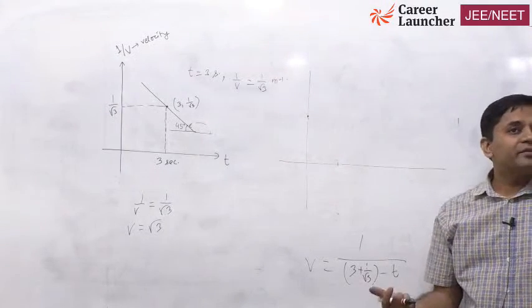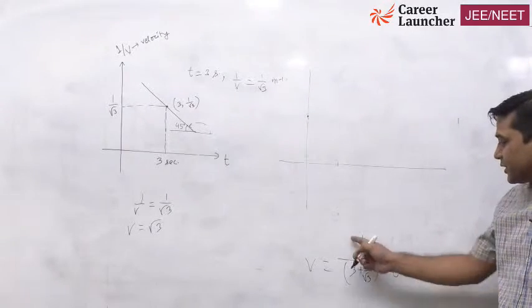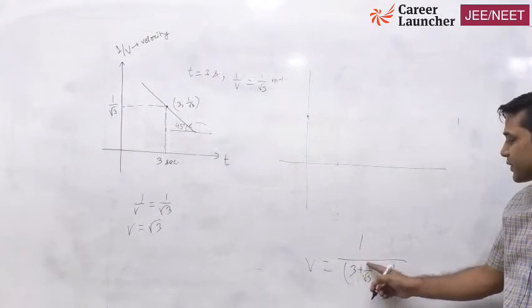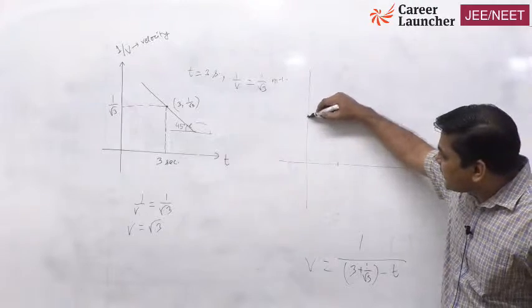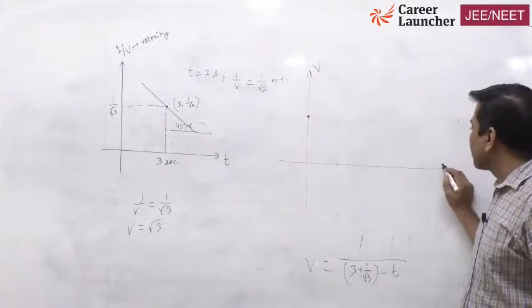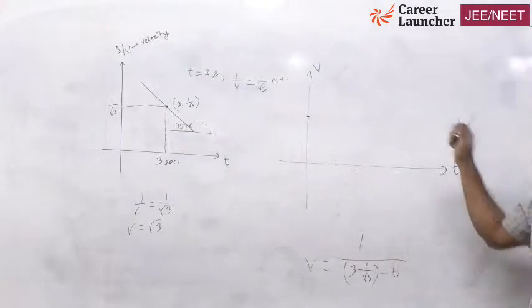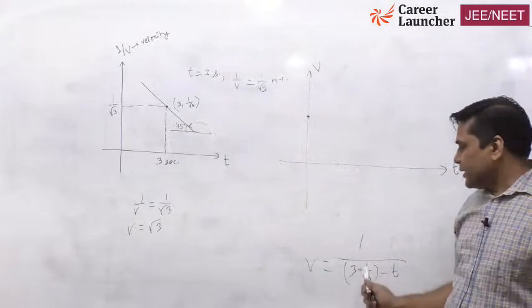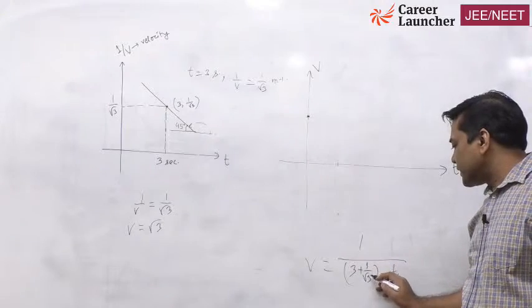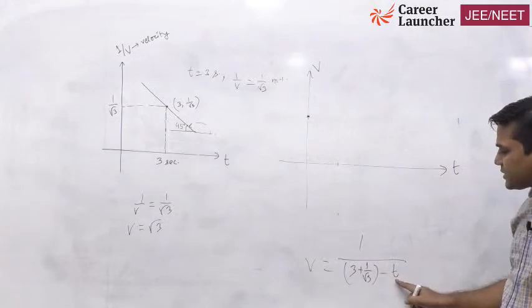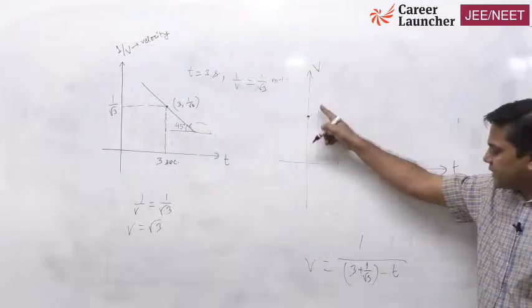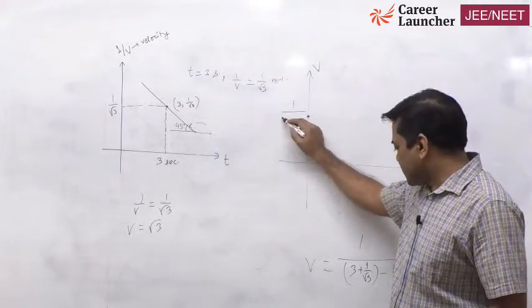Time cannot be negative. Time starts with 0, so start with 0. The first value is 1 by 3 plus 1 by root 3, somewhere here I have marked. So I am transforming from the 1 by V versus T graph into the V versus T graph. 1 by 3 upon 1 by root 3 minus T. First I am taking T as 0, and I got this value, which I am writing here. If you want, you can write it like this.